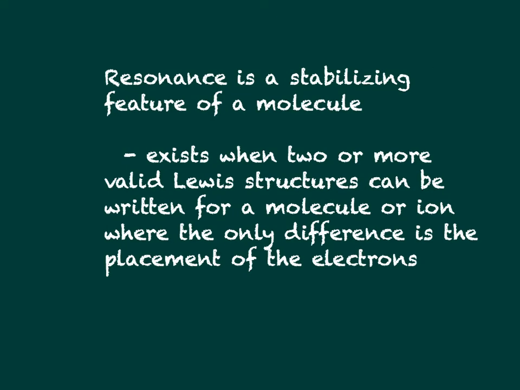And resonance occurs when you can draw two or more valid Lewis structures for the same molecular ion, where only the electron placement is different. If you rearrange the atoms, that is not a resonance structure, that is an isomer. Resonance structures only have differing placement of electrons.